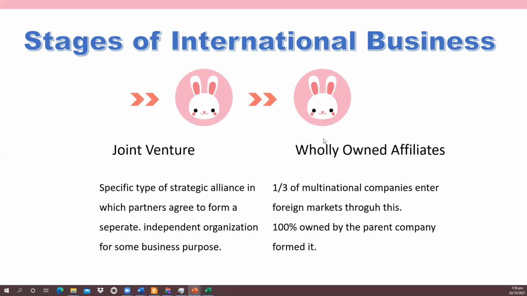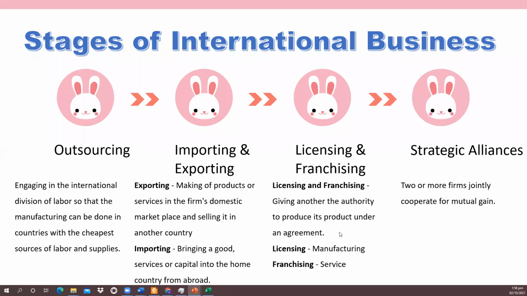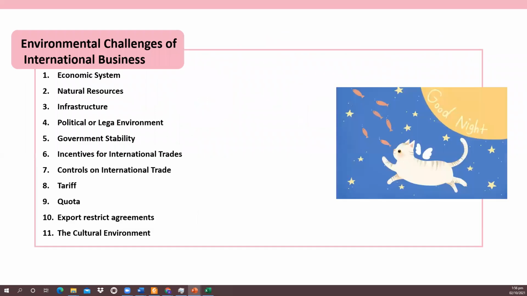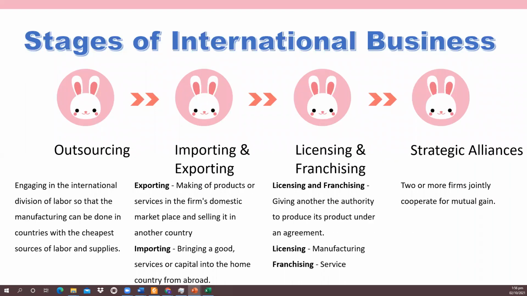While the last one is the wholly owned affiliates. Yan, 1/3 of the multinational companies enter foreign markets through this. So 100% owned by the parent company formed it. So instead na a strategic alliance and then joint venture, talagang binili mo na yung buong company na yun. Okay? So gets na ba?